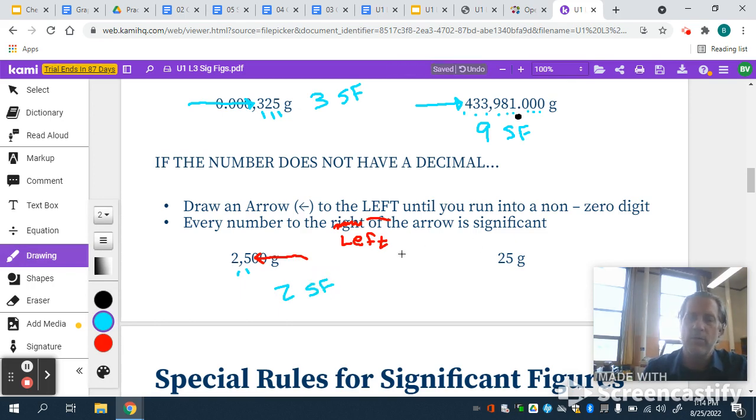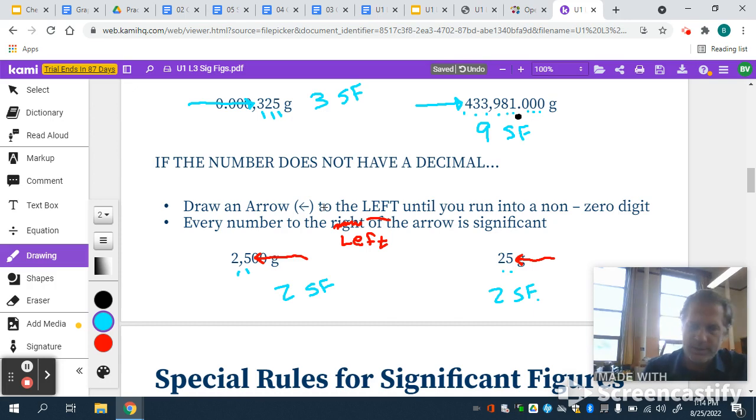Now 25 over here does not have a decimal, and there are no zeros, so that's kind of easy. So anything that's not a zero is significant. But just for sake of argument, I'm going to draw an arrow going this way, and I'm going to count. And in this case, I see that I have a 2 and 5. So that tells me this number has 2 sig figs.